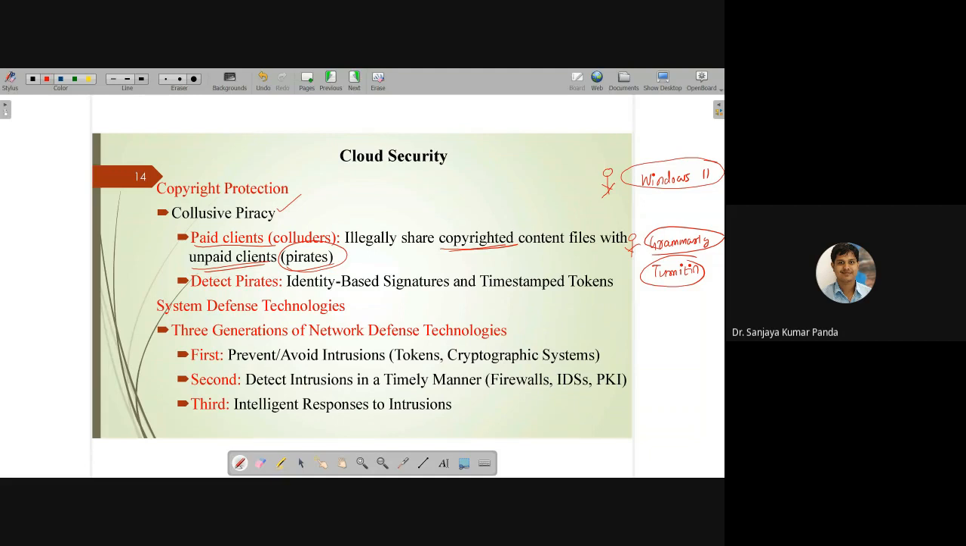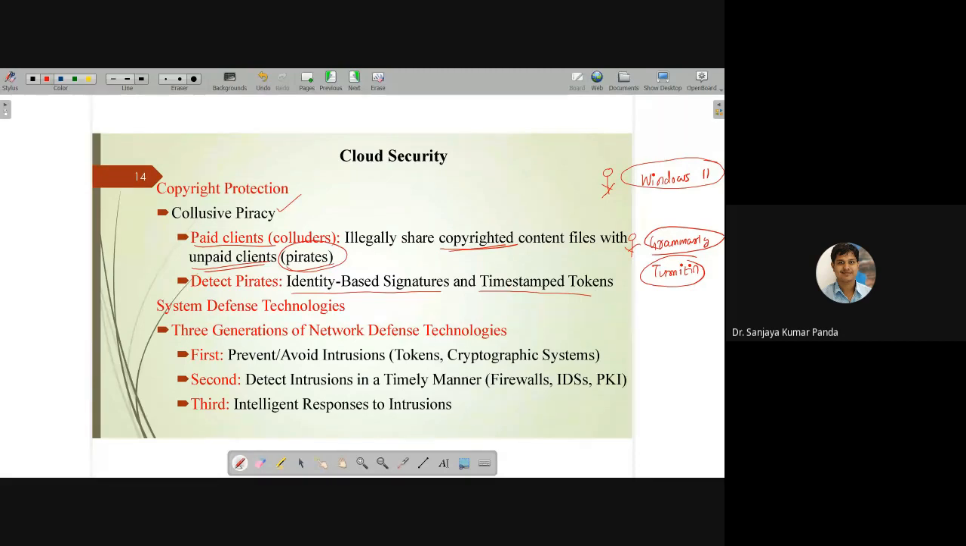Nowadays, many software products ask us that once you install a particular software, you verify with your institute email ID. If you can verify with the institute email ID, they can know that yes, it is a genuine user. But if you are given the software, but the login is not provided by a genuine user, then the pirates cannot use it, right? So in order to detect the pirates, you can use identity-based signature and timestamped token.